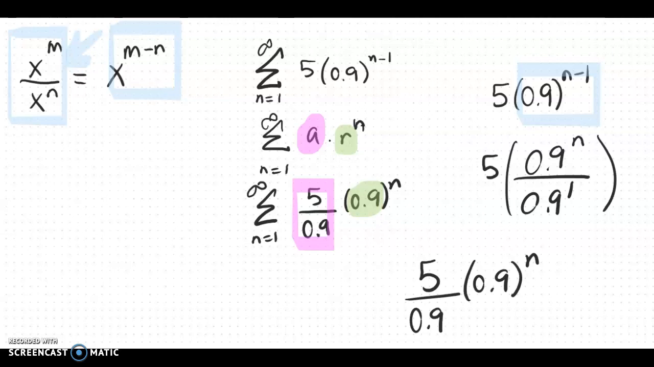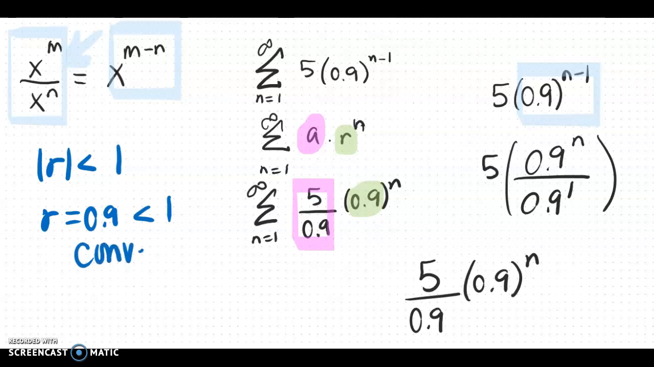And so my R, the absolute value of R, has to be less than 1 using the geometric series test to see if it converges. If it converges, this is true. If the absolute value of R is not less than 1, then it diverges. So here, the R is equal to 0.9, and that is less than 1, so then it's going to converge. And to find the exact value that it converges to, I would take the first term and divide it by 1 minus R.